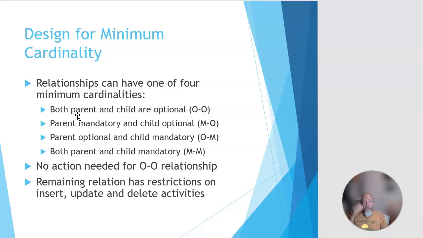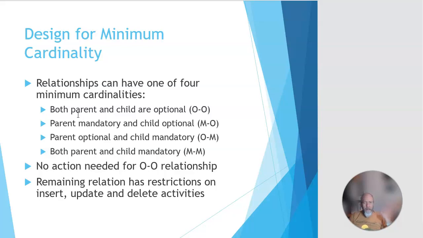Now, cardinality. This is where you get a lot of fun with this, but the relationships have basically 4 different cases. Parent and child are optional. Parent mandatory, child optional. Parent optional, child mandatory. Ouch. Parent and child mandatory. Okay. And O to O, you don't need anything there.